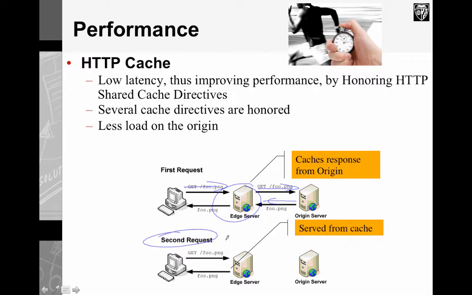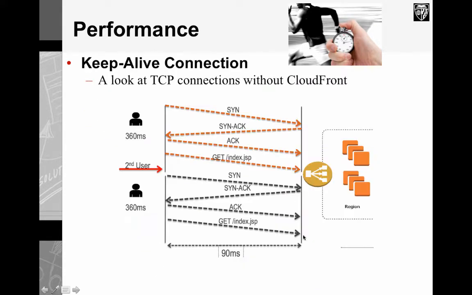That reduces a huge load on the origin server. So that clearly improves the performance of the system because the end user is talking to a local edge server, and also your origin server is not being impacted with all the unnecessary requests. Now let's look at performance from a keep alive connection perspective.